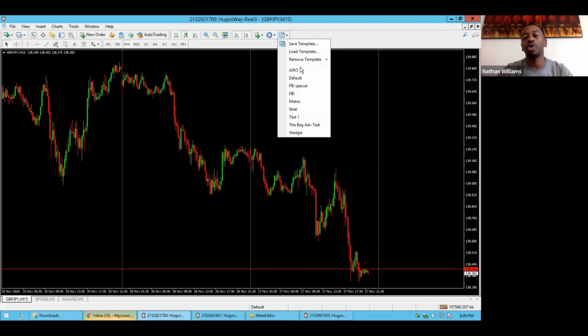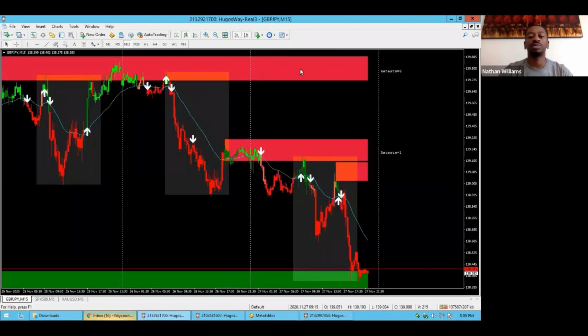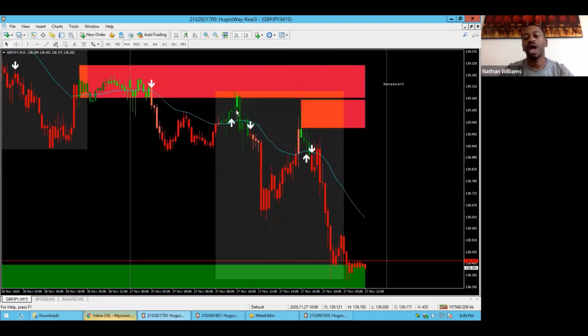However, when you throw on the AIRO software and you follow some of the simple rules, it allows you to kind of understand when you can actually get in. As you guys can see here, let me just zoom in real quick here. I have a simple strategy. I talk about it in the videos.